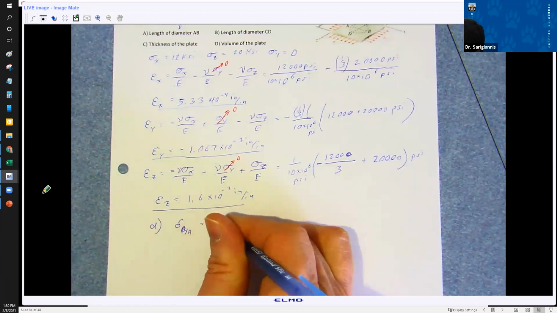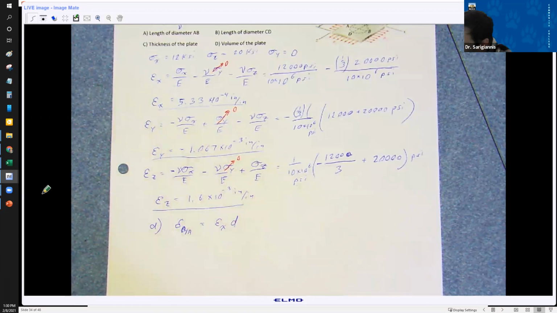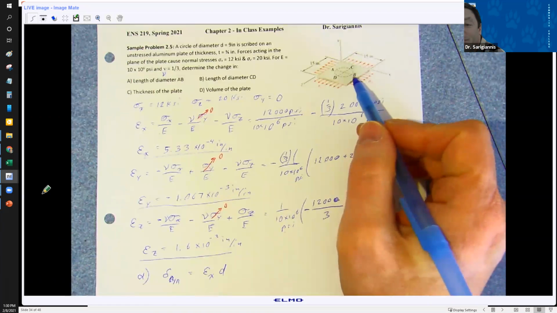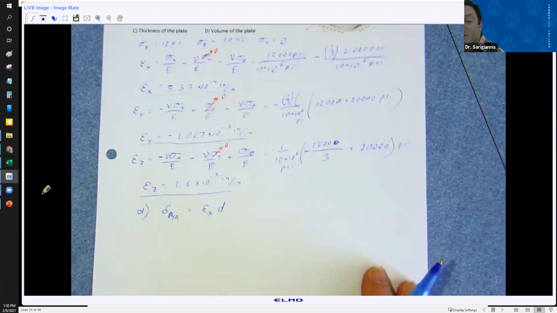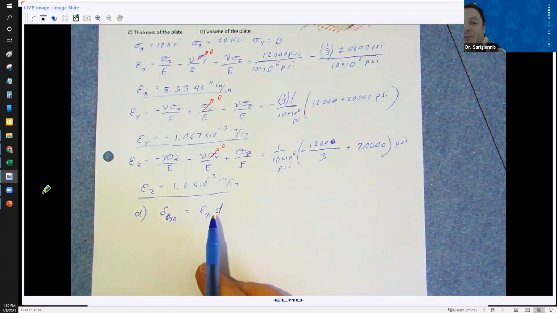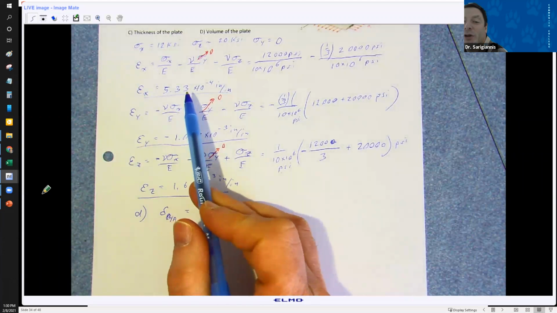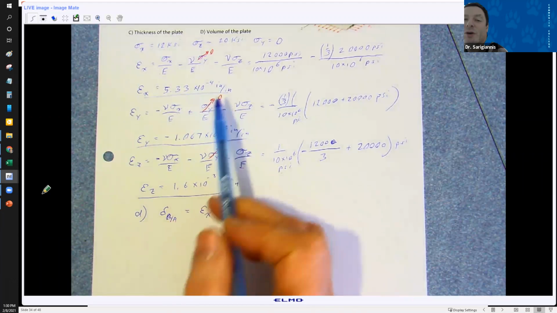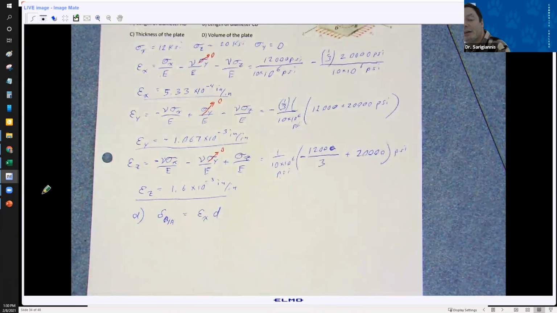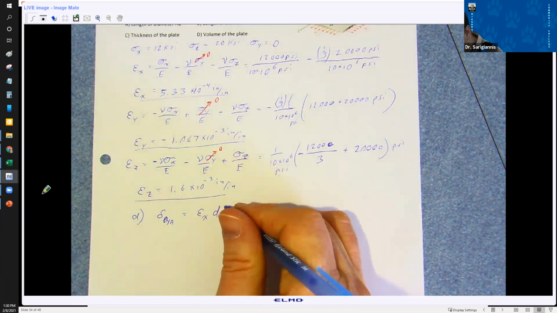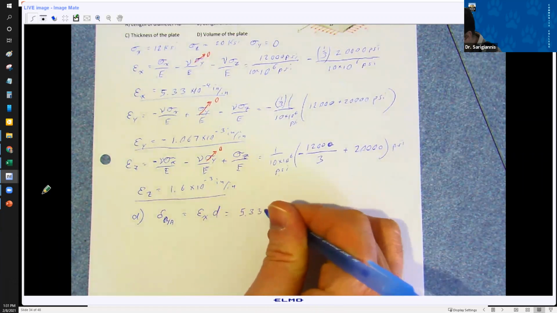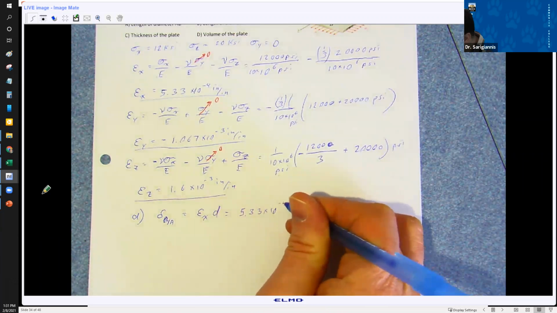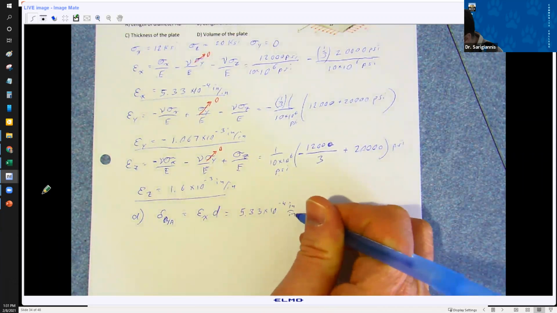This is basically the strain in the x. So look at BA. BA is the diameter that runs in the x direction. We know the strain in the x direction. This is 5.33 times 10 to the minus 4 inches per inch. This means that's the change in length per inch of the material. And the diameter we're looking at is 9 inches. So this is just 5.33 times 10 to the minus 4th inch per inch.